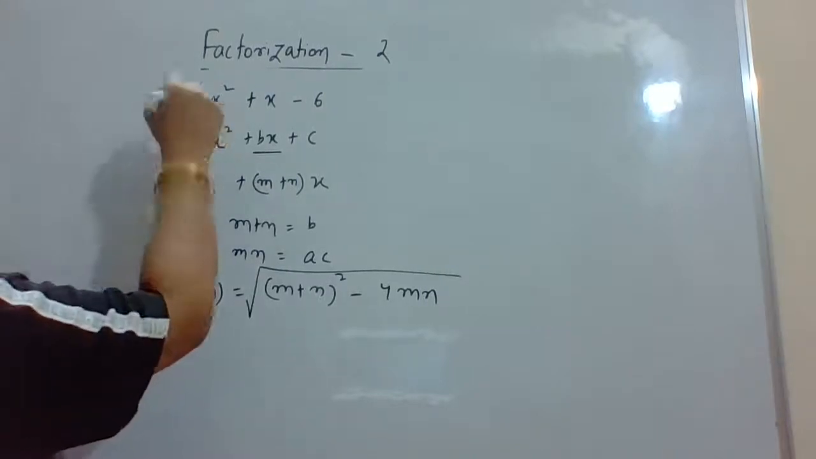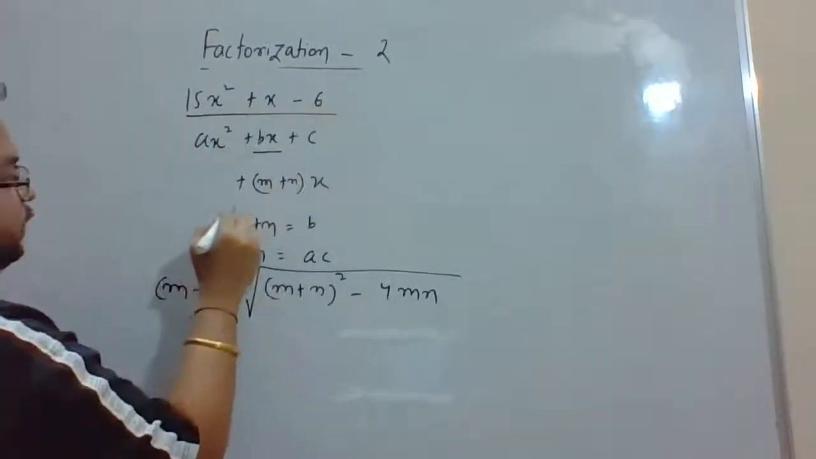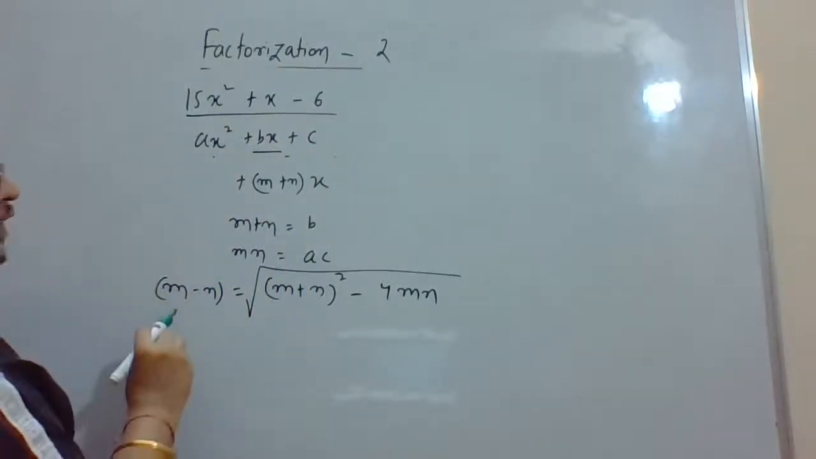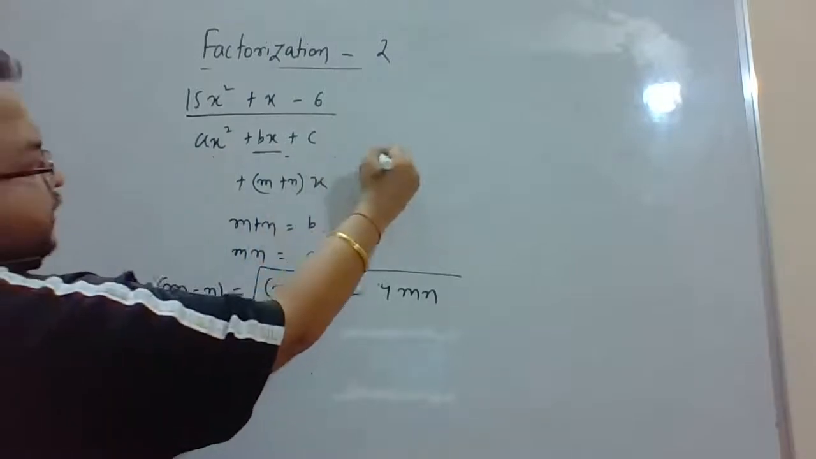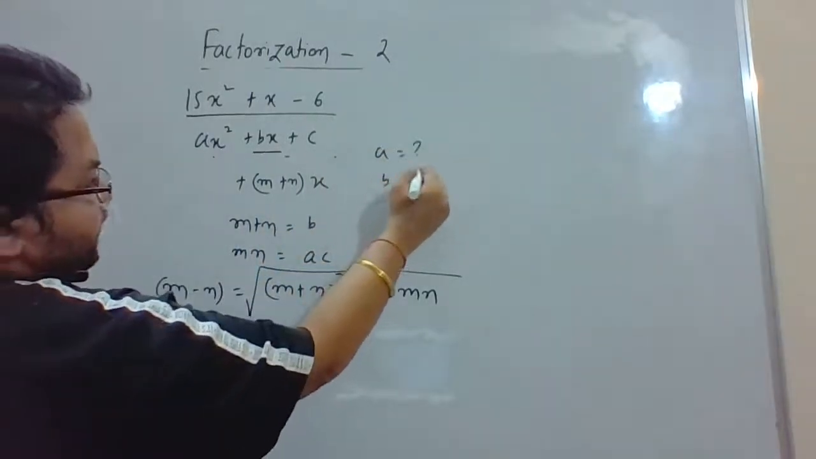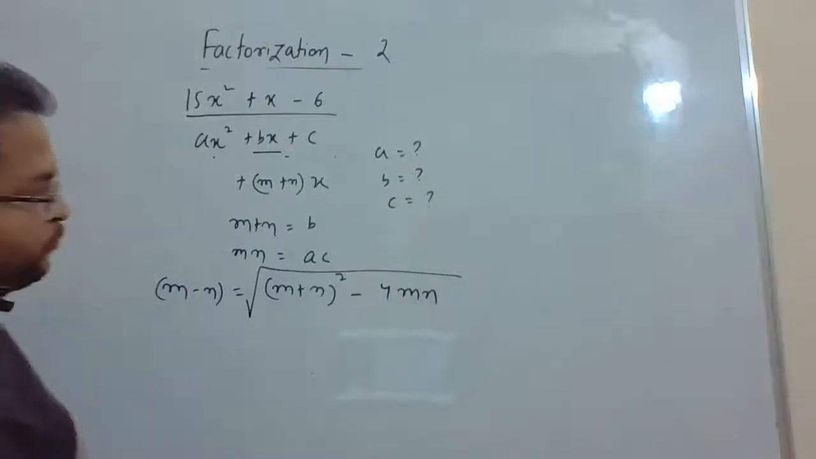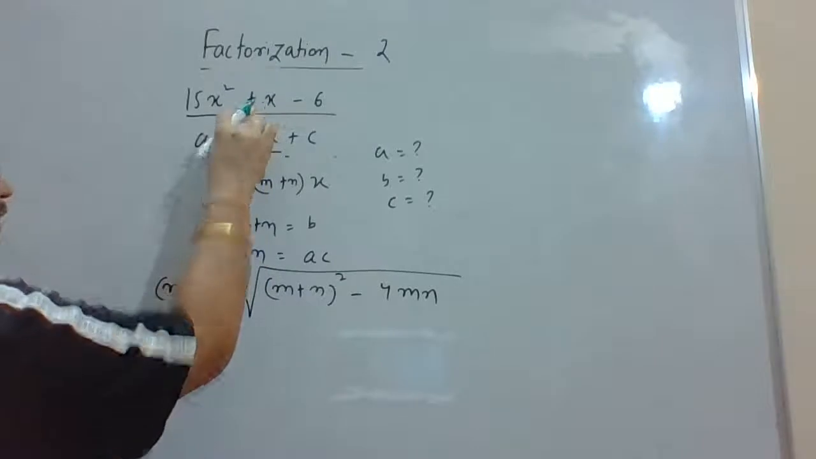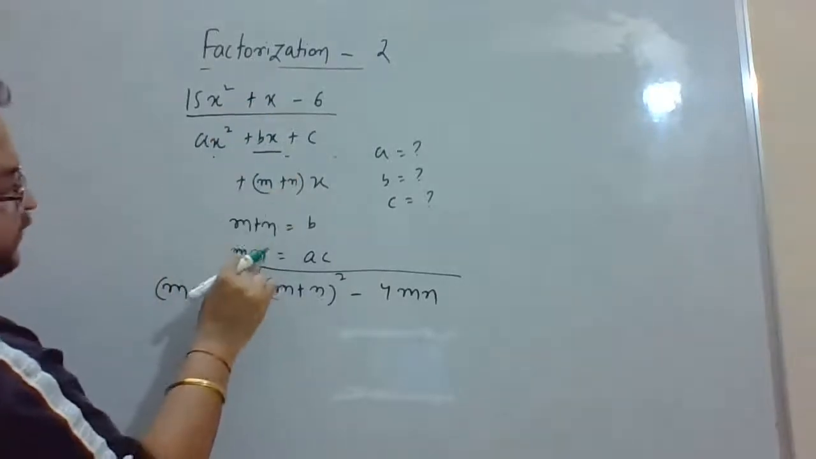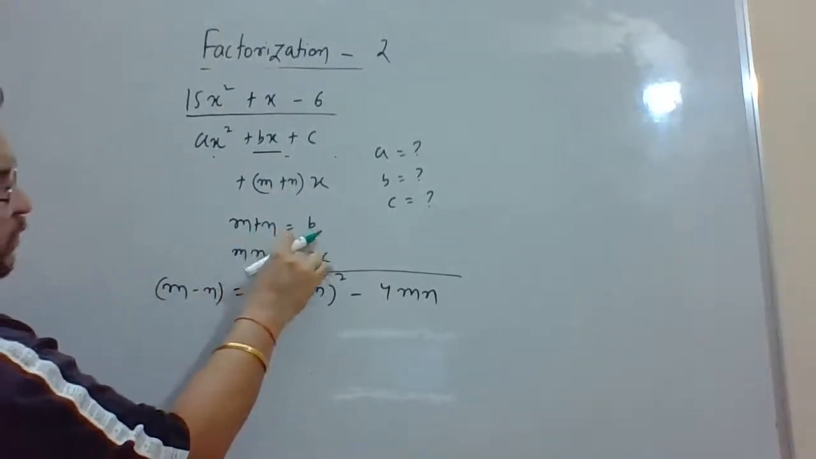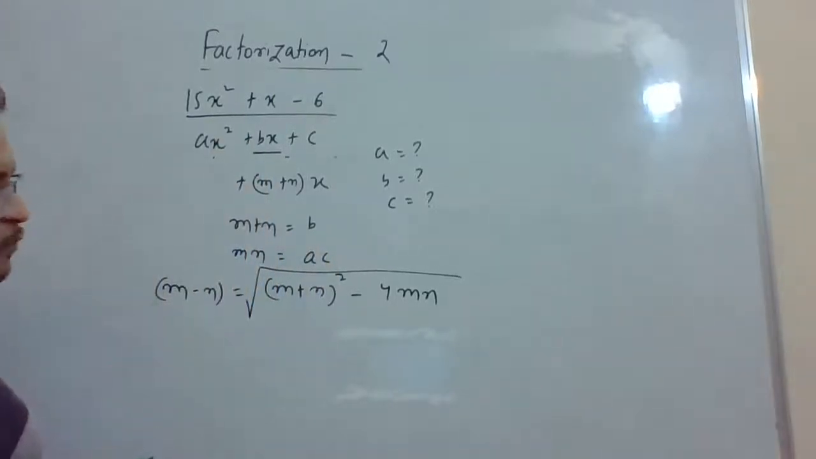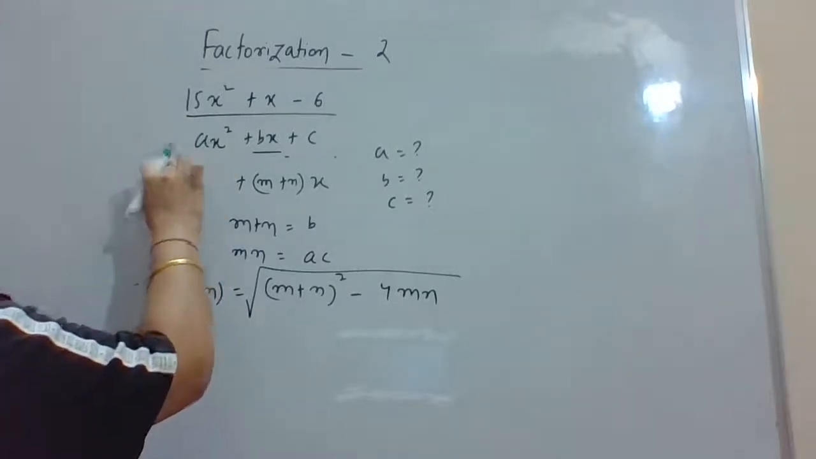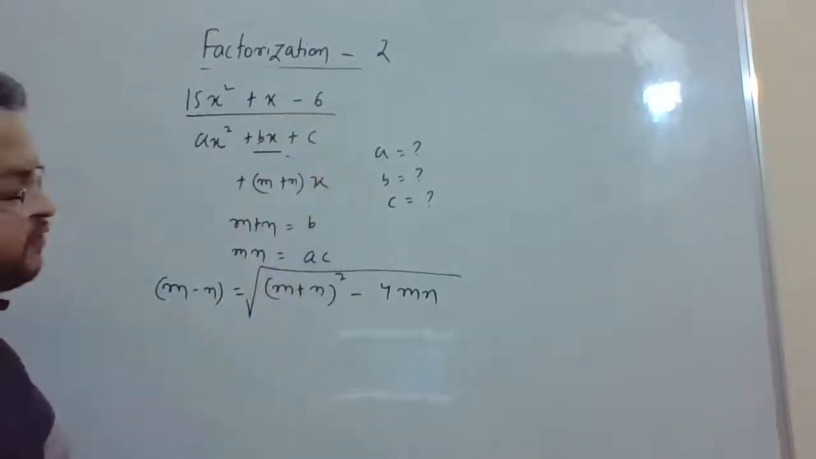So we express the expression in the form ax squared plus bx plus c. Then we write down what the value of a is, b is, and c is. Then the next thing is we split the middle term bx in such a way that m plus n equals b, the coefficient of the middle term, and mn equals ac, that is the coefficient of x square times the term where you don't have a variable.